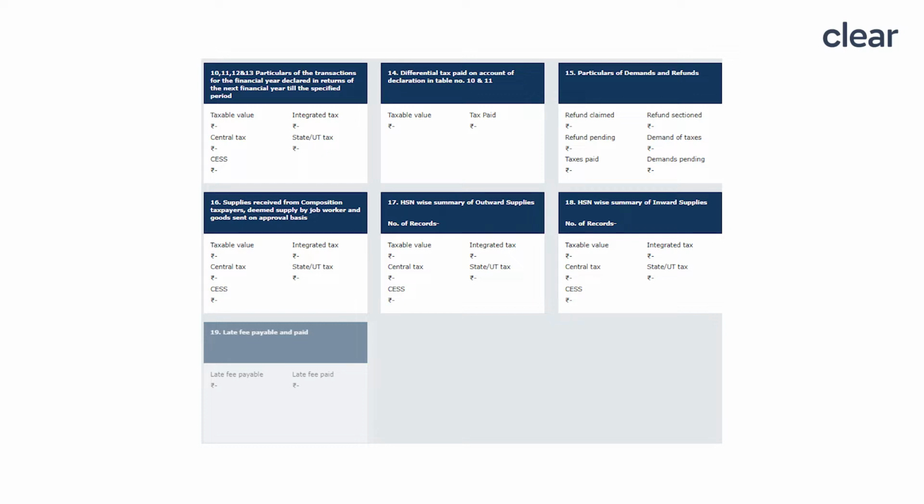Reversal of ITC availed during previous financial year. Table 13. ITC availed for previous financial year. Table 14. Differential tax paid on account of declarations in tables 10 and 11 above.